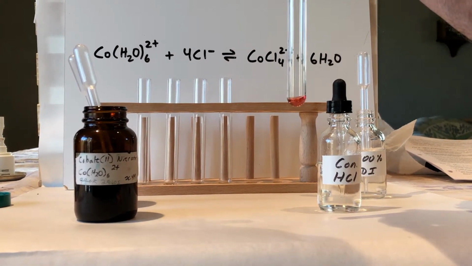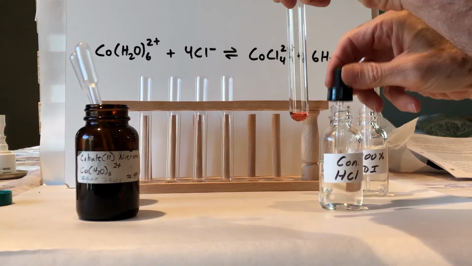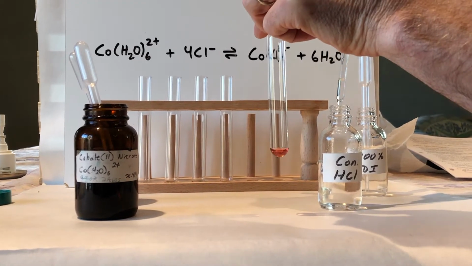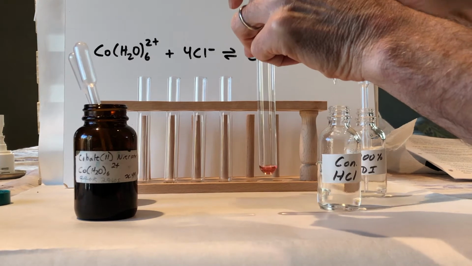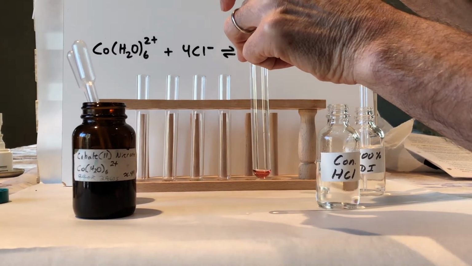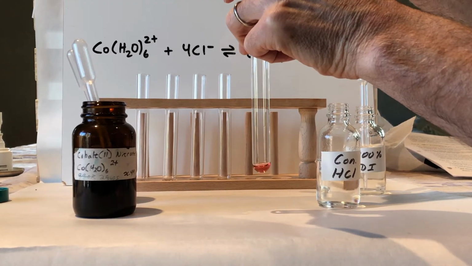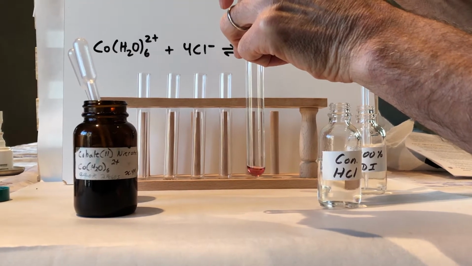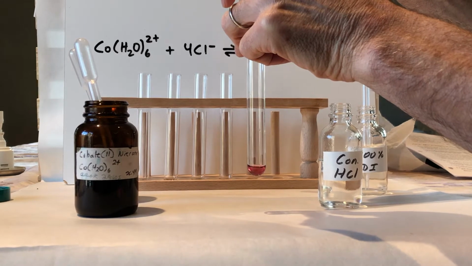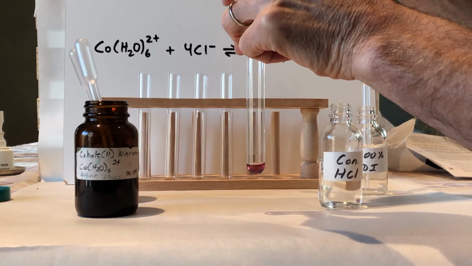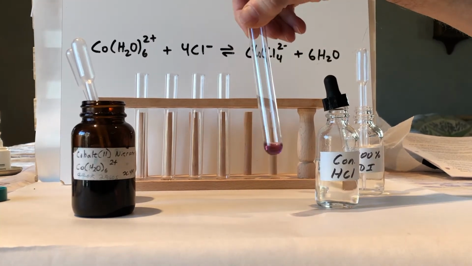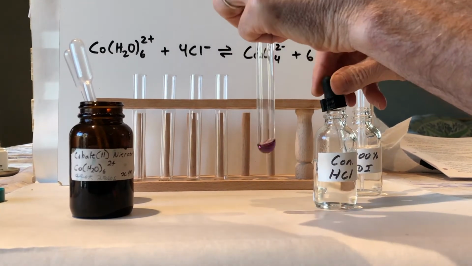And now we are going to add some chloride ion from hydrochloric acid, HCl. And we're going to see if we can affect a change on the system by this stress. We're going to add 1 drop, 2 drops, 3, 4, 5, 6, 7, 8, 9, 10. And let's stop and swirl. Changing color a little bit.